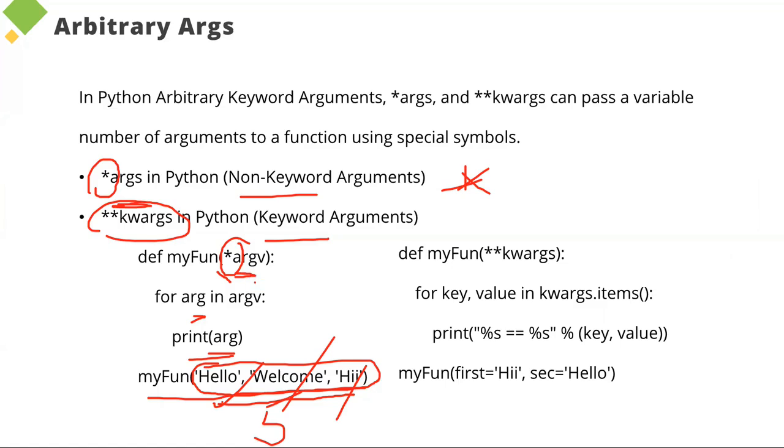If we have the keywords, suppose first equals hi, second equals hello, third equals something, then you are going to print with key comma value. So you have key and value. If you have both key and value, then we use star star. These are arbitrary arguments. We don't specify initially how many arguments we are passing to the function. At each and every function call, a variable number of arguments are passed into the function.